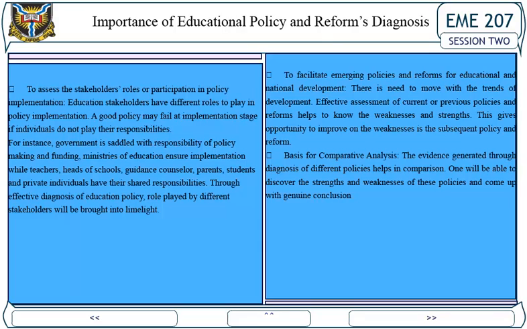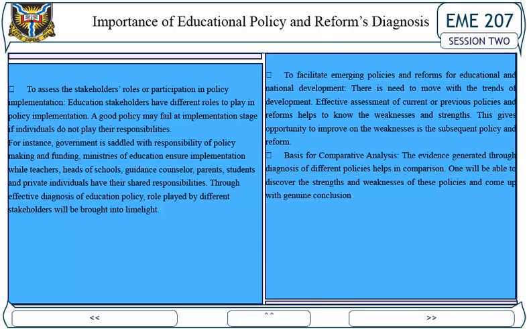To assess the stakeholders' roles of participation in policy implementation: education stakeholders have different roles to play in policy implementation. A good policy may fail at the implementation stage if individuals do not play their responsibilities. For instance, government is saddled with the responsibility of policy making and funding. Ministries of education ensure implementation, while teachers, heads of schools, guidance counselors, parents, students, and private individuals have their shared responsibilities. Through effective diagnosis of education policy, the role played by different stakeholders will be brought into limelight.